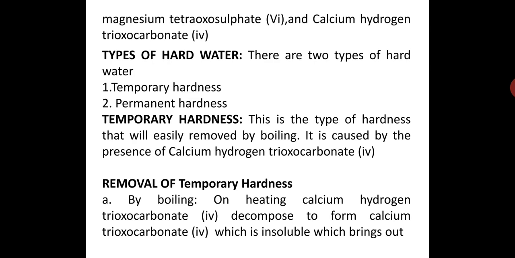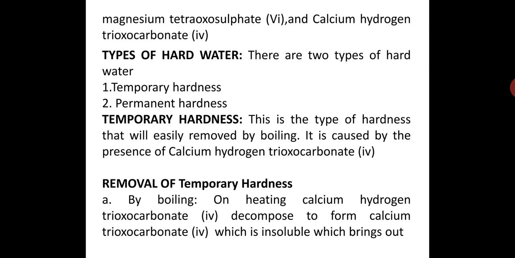Types of hard water. There are two types of hard water. We have temporary hardness and permanent hardness. Temporary hardness. This is the type of hardness that can be easily removed by boiling. It is caused by the presence of calcium hydrogen trioxocarbonate 4.